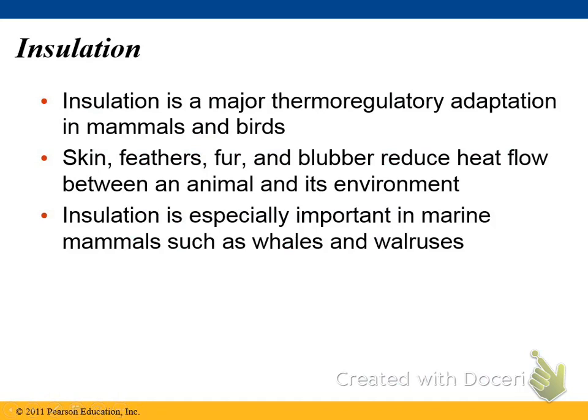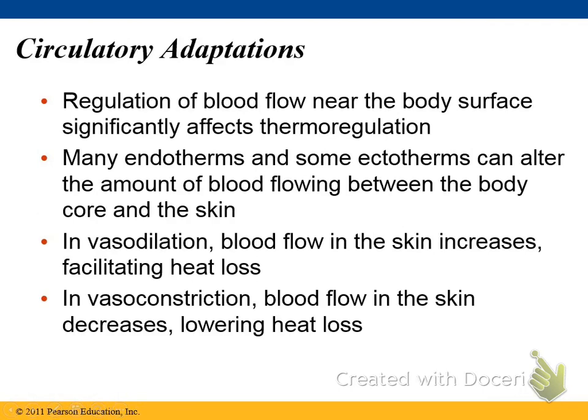Insulation is a major thermoregulatory adaptation in mammals and birds. Skin, feathers, fur, and blubber reduce heat flow between an animal and its environment. Insulation is especially important in marine mammals such as whales and walruses. Regulation of blood flow near the body surface significantly affects thermoregulation. Many endotherms and some ectotherms can alter the amount of blood flow between the body core and the skin.